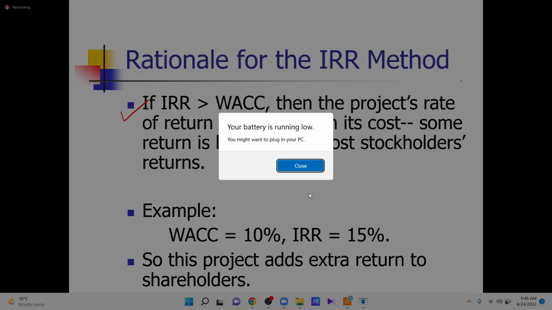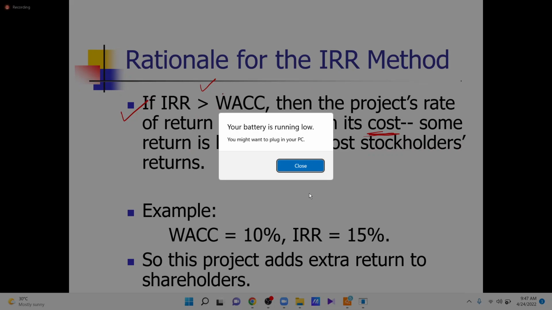If IRR is greater than the cost of capital, then we are accepting the project. Why are we accepting the project? Because the return is greater than its cost. Normally in a conventional type project, conventional meaning initially there is an outflow, after that inflow. In a conventional type project, when IRR is greater than the weighted average cost of capital, NPV is always positive. No conflict between the NPV and IRR.